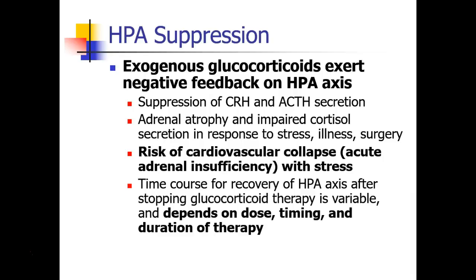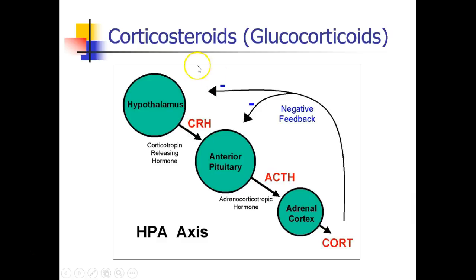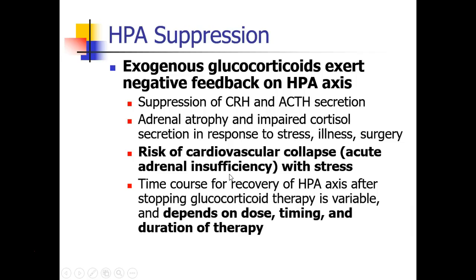When we give exogenous glucocorticoids, when we give IV steroids or oral steroids, they also have a negative feedback effect on the HPA axis. And so by suppressing CRH and ACTH secretion, the adrenal gland can start to atrophy. And it may have an impaired ability to secrete cortisol in response to stress or illness or surgery. When patients have HPA suppression, they have risk of cardiovascular collapse, which is basically due to acute adrenal insufficiency during times of stress.